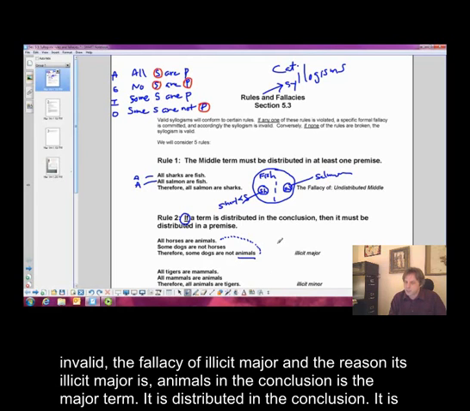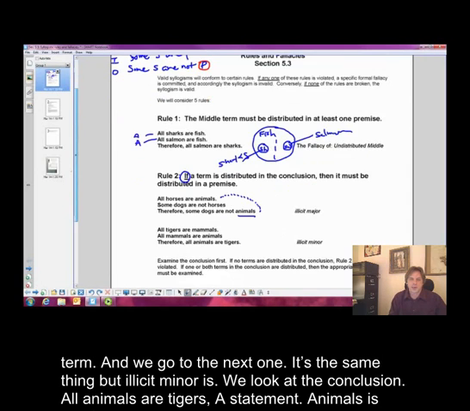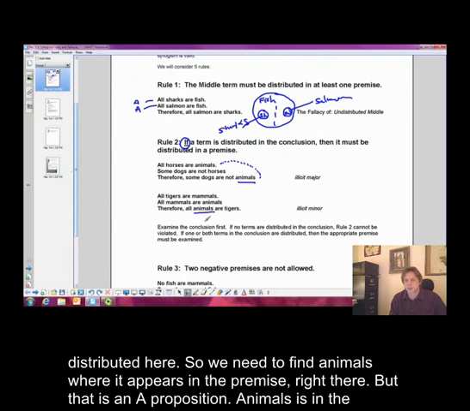It's distributed in the conclusion. It is not distributed in the premise where it appears, the major premise. So that's why you say illicit major, because we're dealing with the major term. And we go to the next one. It's the same thing, but for illicit minor, we look at the conclusion. All animals are tigers, an A statement. Animals is distributed here. So we need to find animals where it appears in the premise right there.